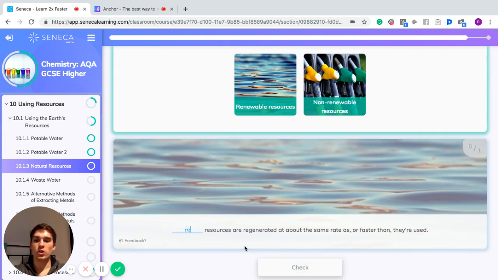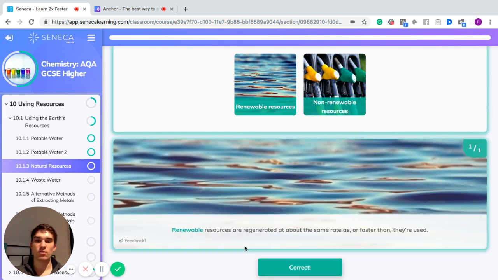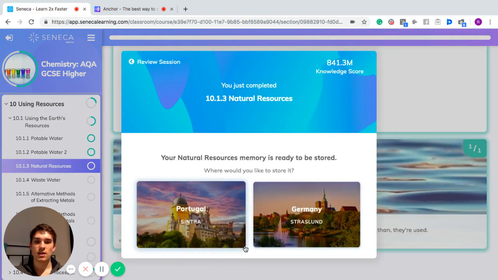Now, renewable resources are regenerated about the same rate or faster than they are used, and non-renewable resources are regenerated slower than they are used.